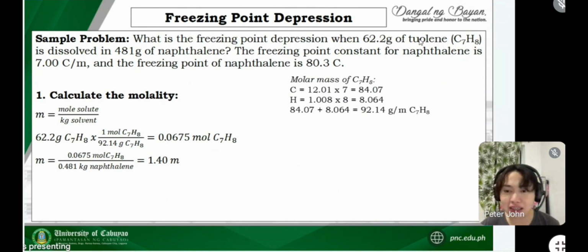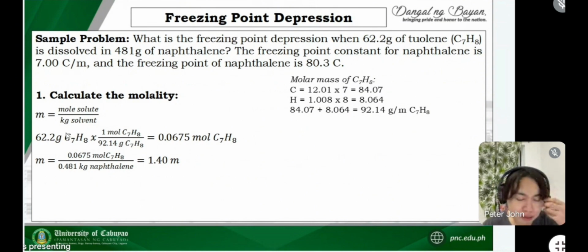So, the given is in grams, and the unit of the molal is mole over kilogram. So all we need to do is to substitute 62.2 grams of toluene times 1 mole of toluene over 92.14 grams of toluene. So, ang ginawa natin dito is gagamitan natin ng molar mass. Kung napapansin natin, grams nga siya. Target natin, i-convert muna siya into mole.